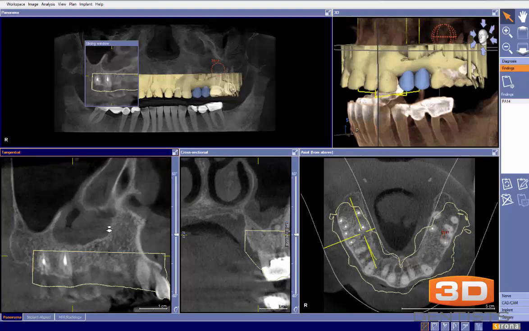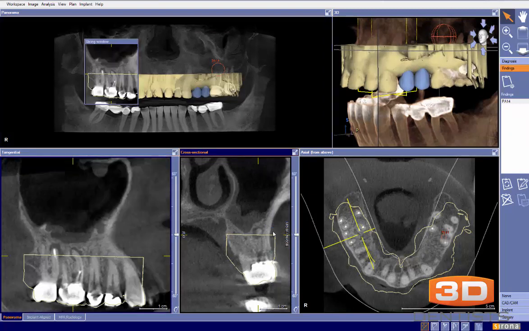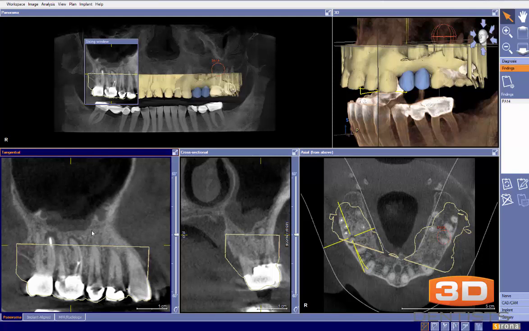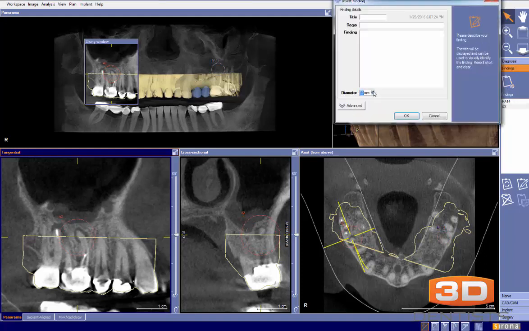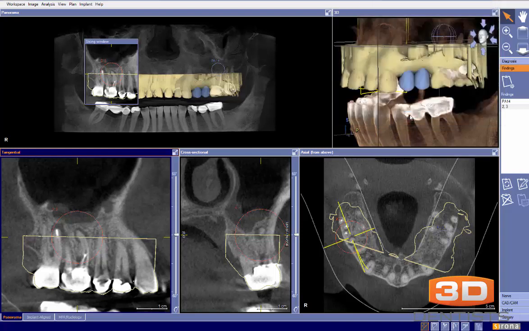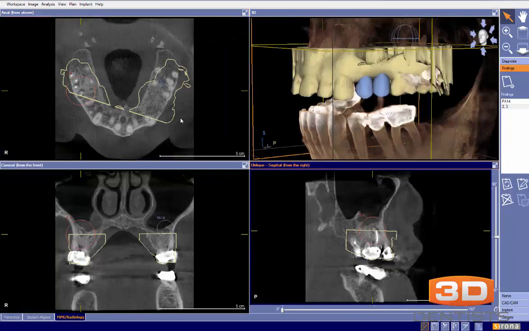And while we're over here, let's take a look. You can see here on this site, there's something going on over here as well. So again, I would do a finding in this area, just like so. Okay, so we can see that as well. I like to take a look at our scans and make sure that we're not missing anything.